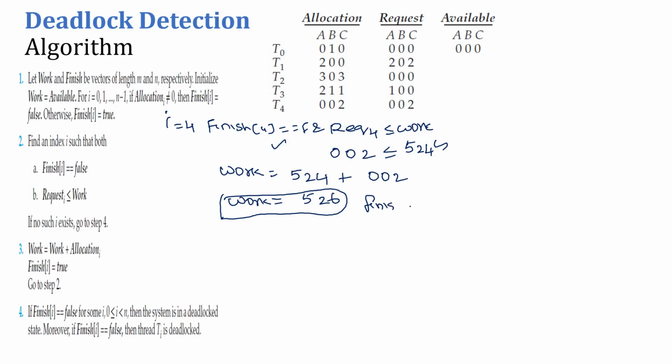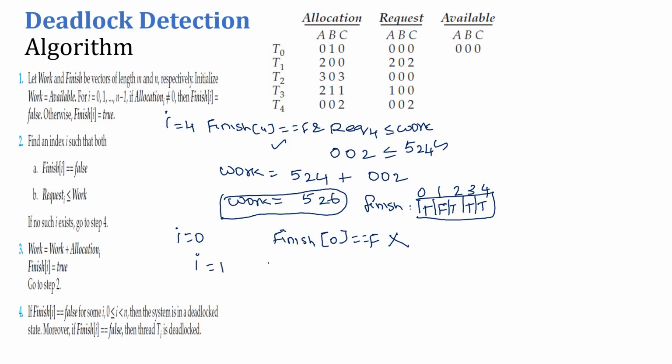Then the finish must be updated: 0, 1, 2, 3, 4. 4 now will become true and 0 is already true, 1 is false, 2 is true and 3 is true. So now again the loop is going to execute, I equal to 0. Now finish of 0 whether equal to false. Here it is true, so the condition is going to fail. Then the loop will execute for I equal to 1.